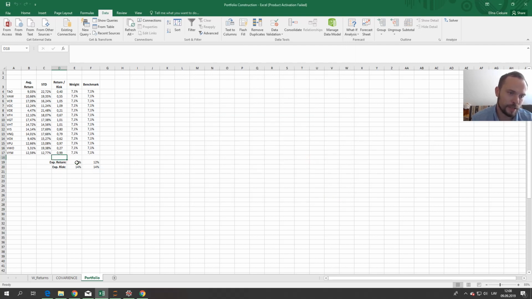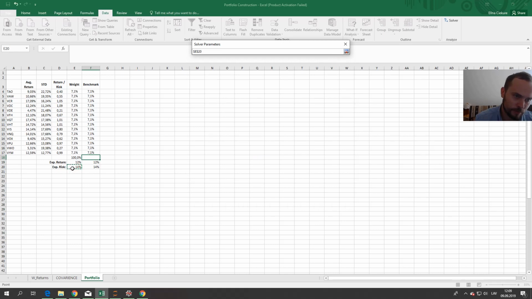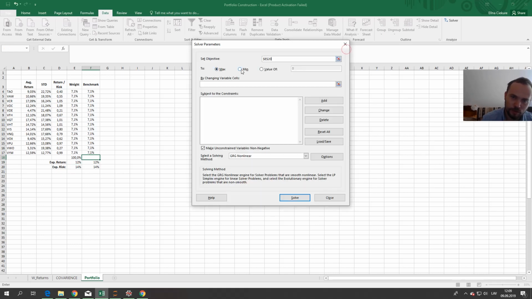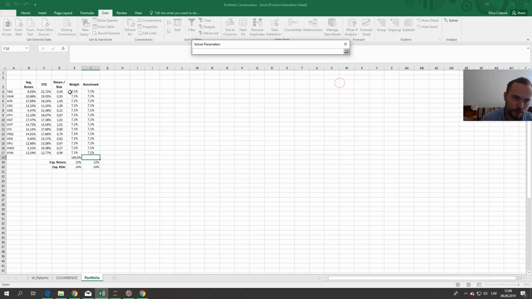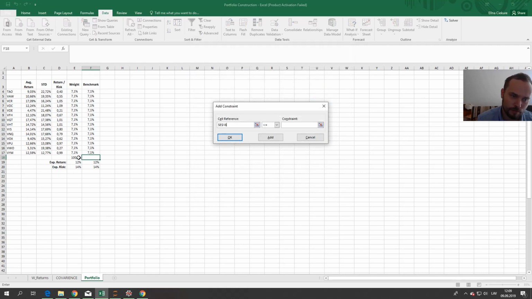We need to have some of them. Not maybe of huge importance for ourselves, but this is important just for the solver to have a constraint. All right, so set objective. We want the objective cell risk, and we will want to minimize it, and the changing cells will be these weights, and we need to have a constraint, and in this case this will be equal to 1.